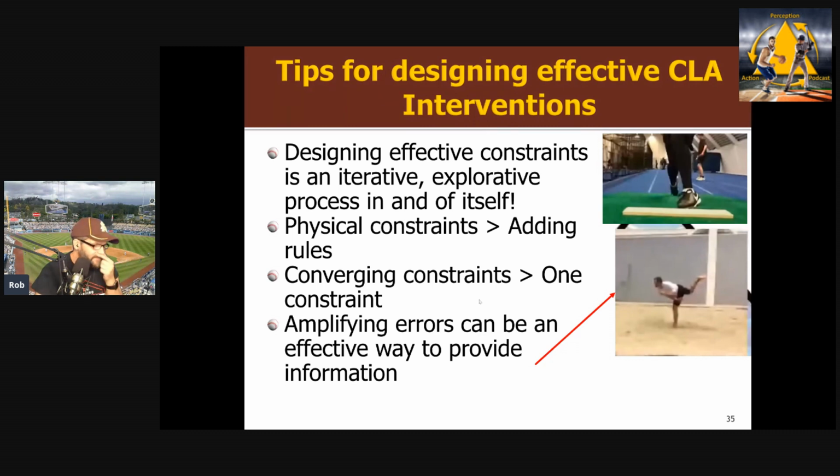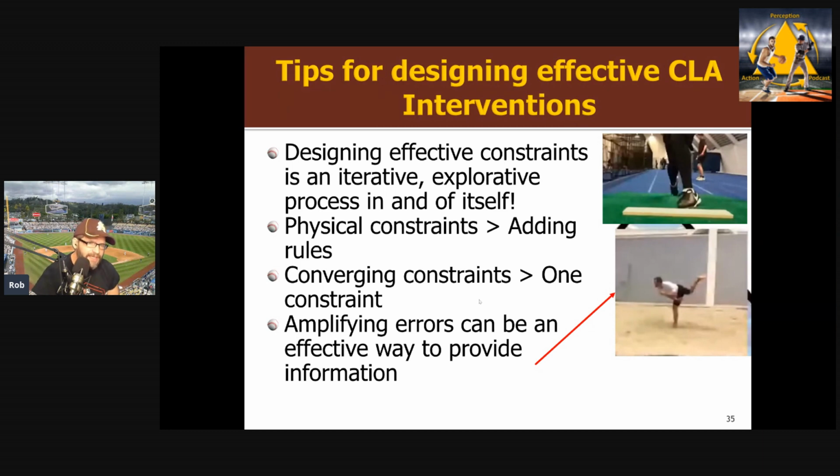Other things I've noticed, if you can somehow come up with a physical constraint instead of adding more and more rules, I think that's better, right? So a lot of people find it easy to add rules, like you have to pass the ball 3 times. You're not allowed to go there. So the verbal instructions, which are rules for how you perform the task.